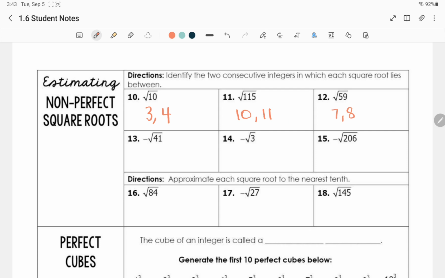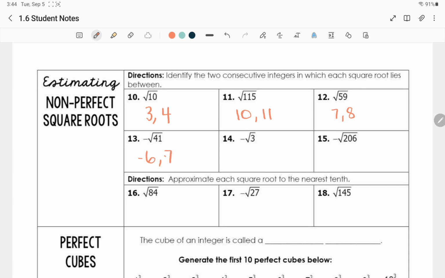All right, 41, we know that 6 times 6 is 36. Well, negative, sorry. And 7 times 7 is 49. So then the square root of 41 would be somewhere in between those two. Let me erase before you guys get on my case.